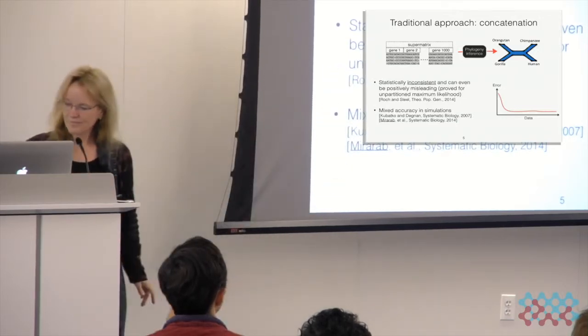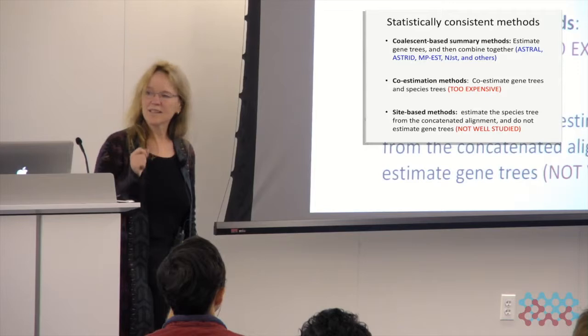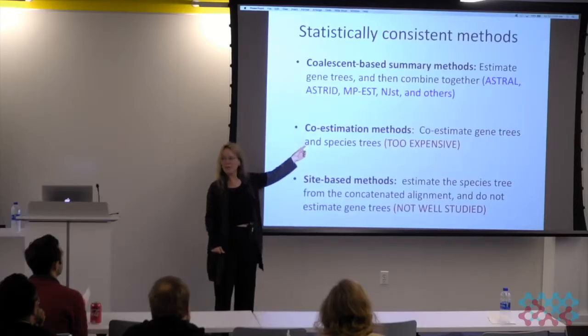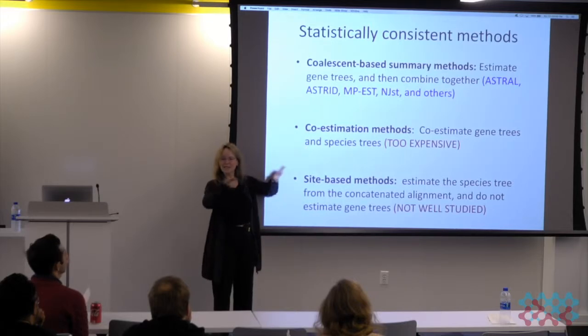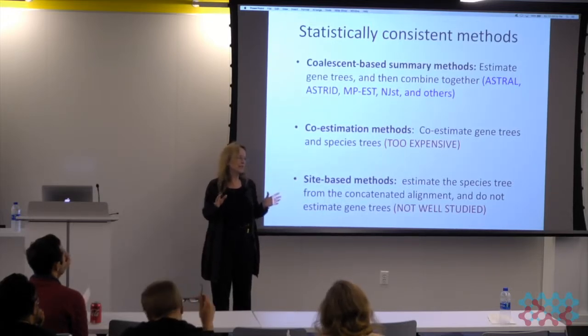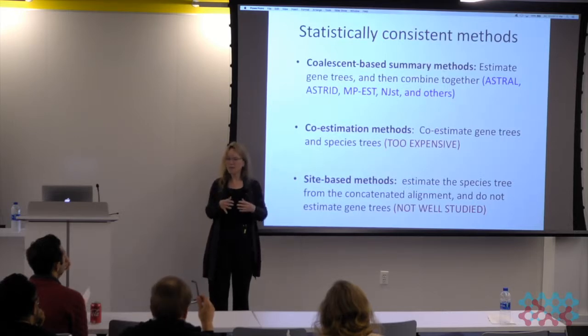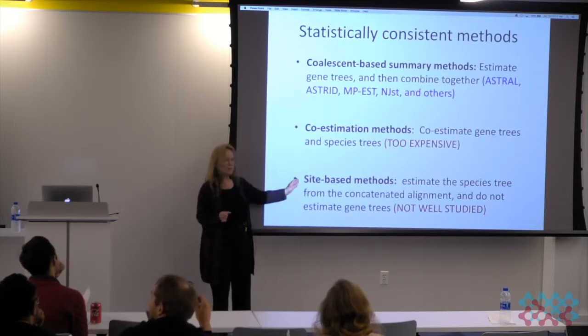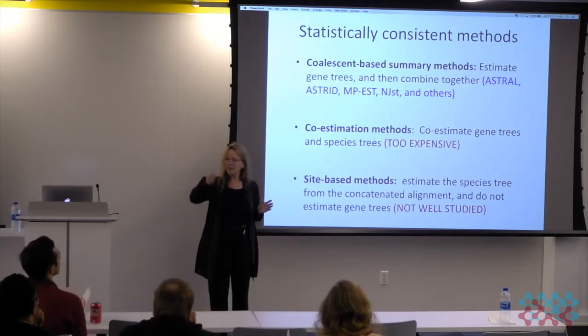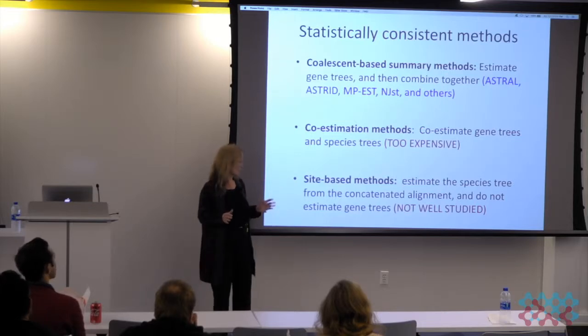Okay. So what are the statistically consistent methods? So to start with, you can do co-estimation. You can do like a Bayesian co-estimation that will take the sequences and co-estimate the gene trees and the species trees. That's beautiful, except it doesn't run on anything but very small data sets. You can do something called site-based methods, which are going to directly infer the species tree just from the site patterns. It has nice theory. It's not very well studied. I'll show you some results.